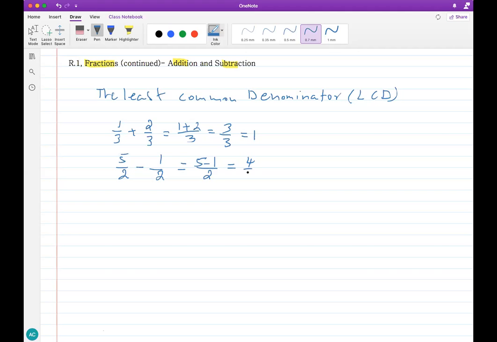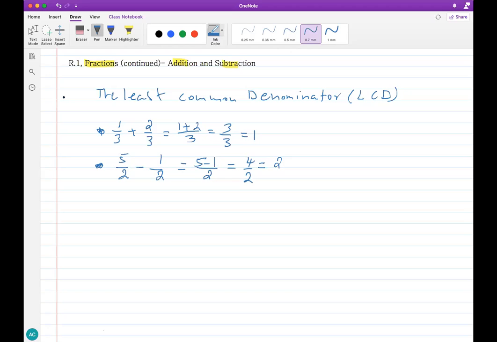That's 4/2. And as always, you want to simplify your final answer. So 4/2, of course, that's 2. Okay, so addition and subtraction can be pretty simple if you have the same denominator. But it gets a little tricky if the denominator is not the same. Okay, so for these now, they're fine.